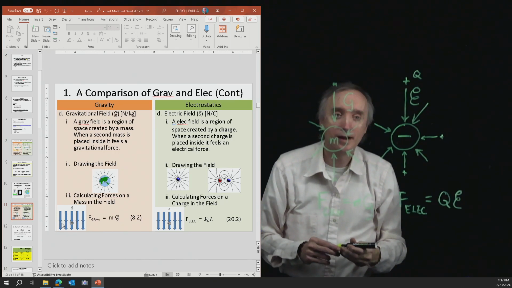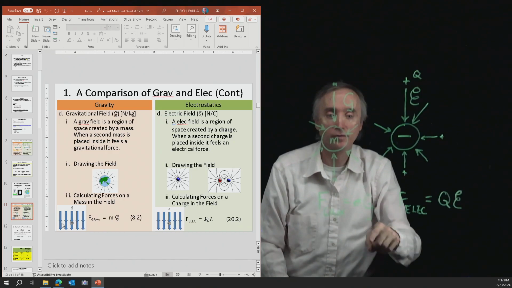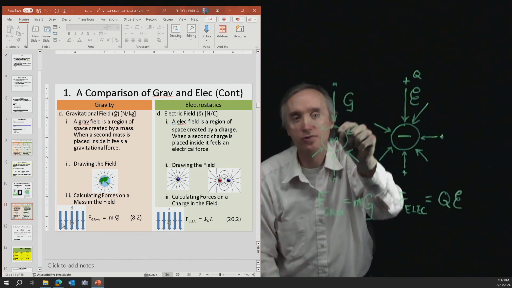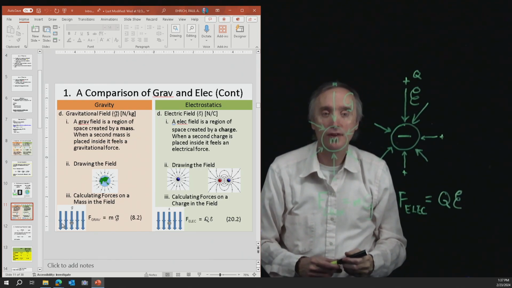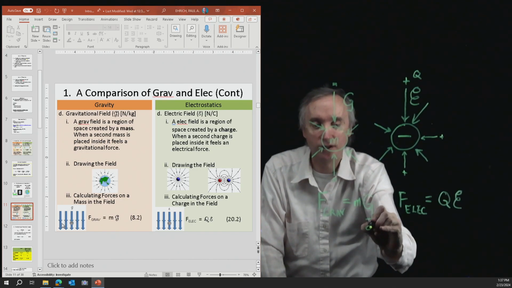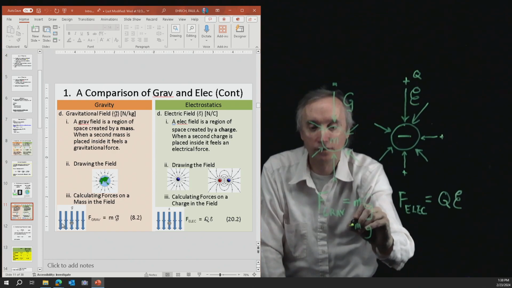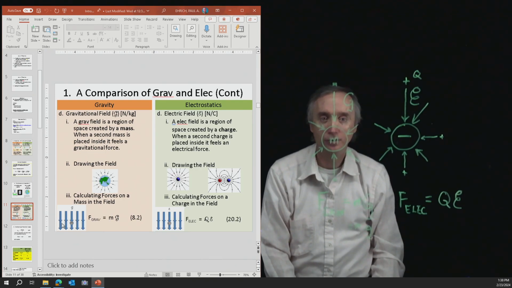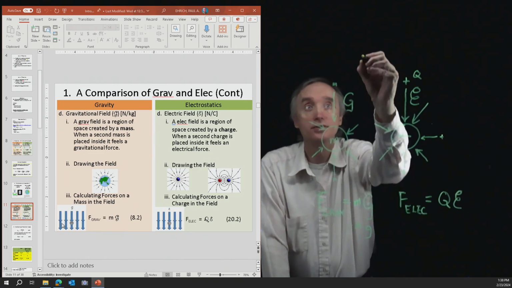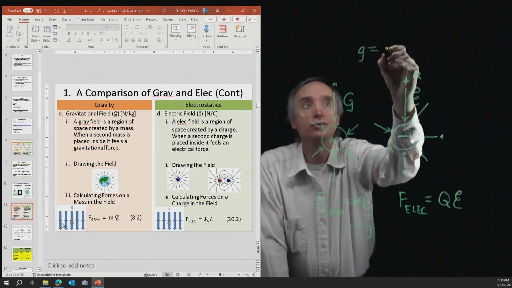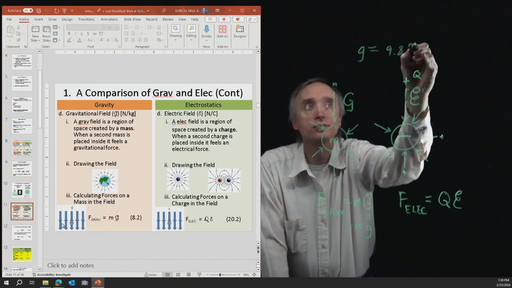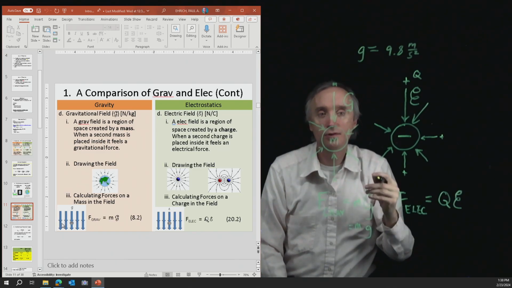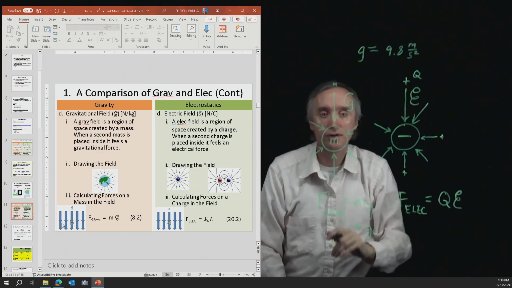Well, we're going to find out that the gravitational field has a particular number when you are close to the Earth's surface, and that is going to be little g. So now we've got that the force of gravity is m little g, where little g is 9.8 meters per second squared, the acceleration due to gravity. That's the gravitational field when you're close to the Earth's surface.